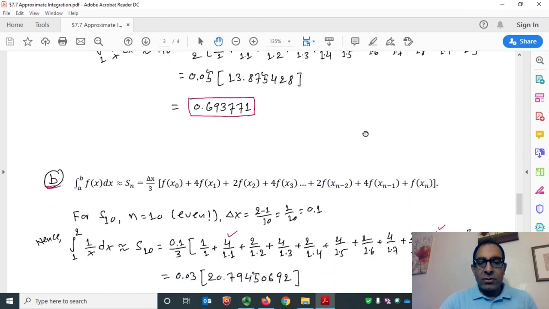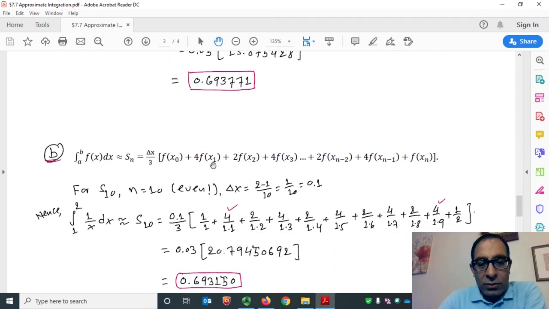Similarly, let's move on. Let's use Simpson's rule. So the Simpson rule is given here, which is the same as we discussed before. Then we are taking n equals 10. So delta x equals b minus a over n. That means 2 minus 1 over 10. Again 0.1.